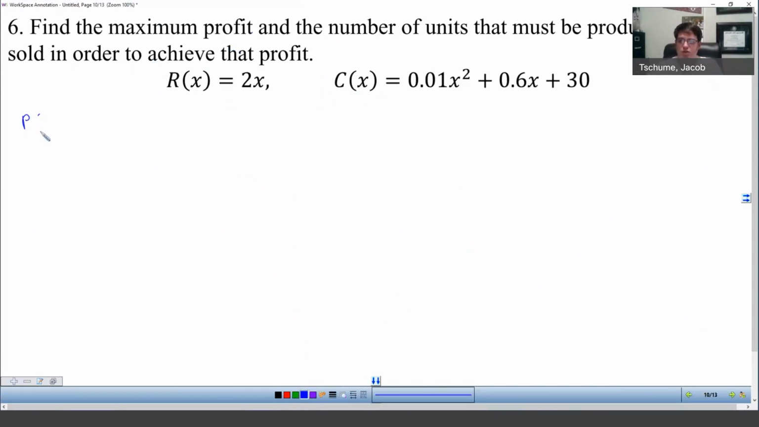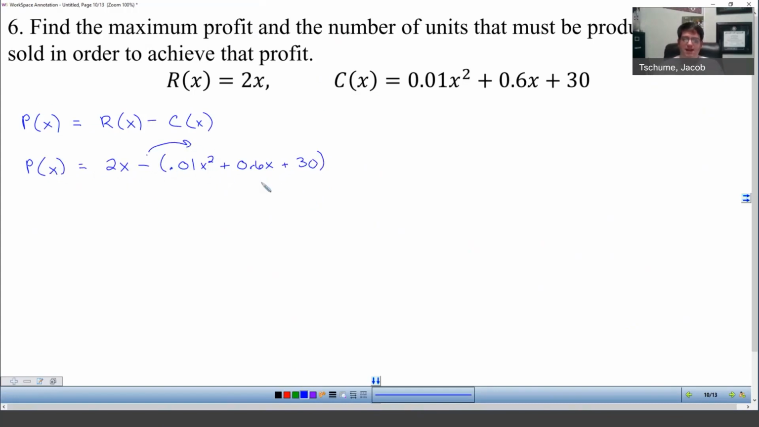So the first thing I'm going to have to do is use my formulas and say that profit is equal to revenue minus cost. I need to plug my two functions into this. So profit is equal to 2x minus 0.01x squared minus (0.6x plus 30). I put that in parentheses because I have to distribute this negative to all three terms of the cost function. So that would be 2x minus 0.01x squared minus 0.6x minus 30, which if you combine your like terms, you'll have negative 0.01x squared. If you put the x's together, that's plus 1.4x and then minus 30. So this is your profit function.